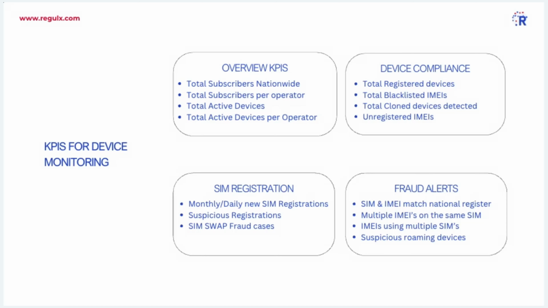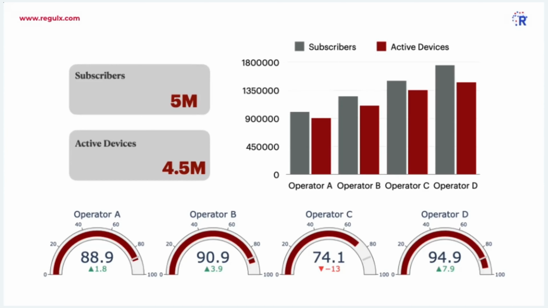We can detect the SIM cards that are using different devices or multiple IMEIs. We can detect the IMEIs that are using multiple SIMs, suspicious roaming devices, etc. Here I'm just giving some ideas of KPIs that might be interesting, to give you just a hint of how this data monitoring can give good insight to the regulators.